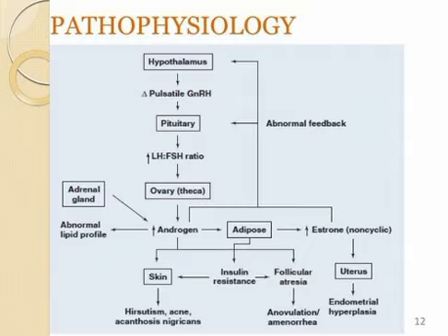Actually, we know that it is the combination of excess androgen as well as ovarian dysfunction. So the increase in the androgen level shows hirsutism, acne, acanthosis nigricans, as well as when there is an increase in the estrogen levels. So this is the pathophysiology of polycystic ovarian syndrome.